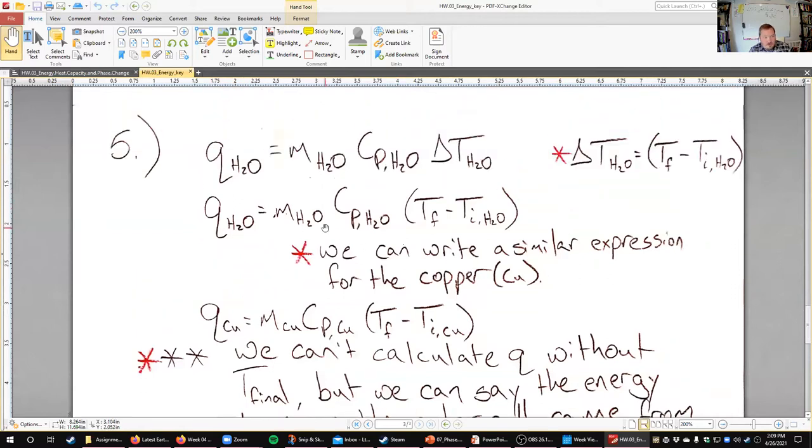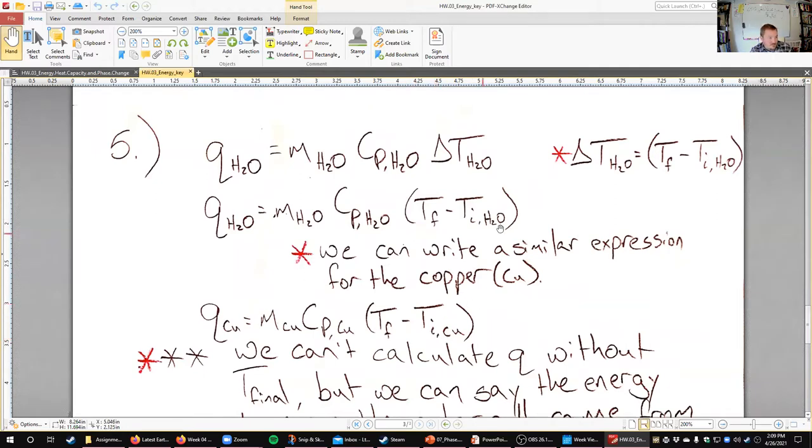So we can write Q for water as mass of water, specific heat of water, T final minus T initial of water. And we can do the exact same thing for the copper. Q for copper is equal to the mass of the copper times Cp of copper times T final minus T initial of copper.